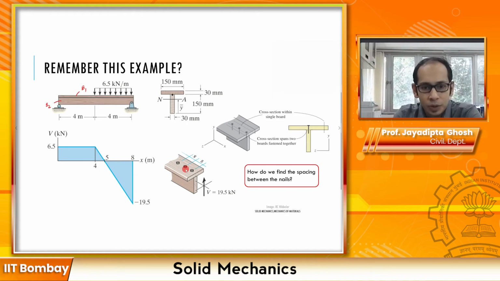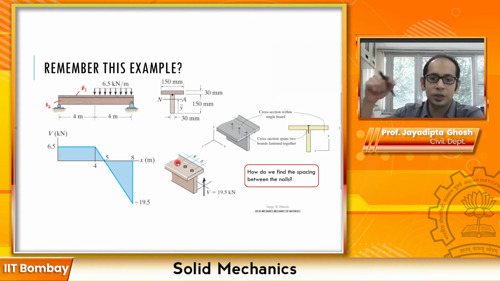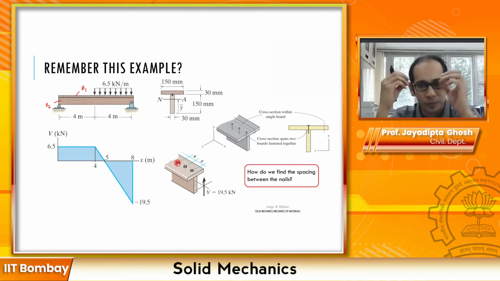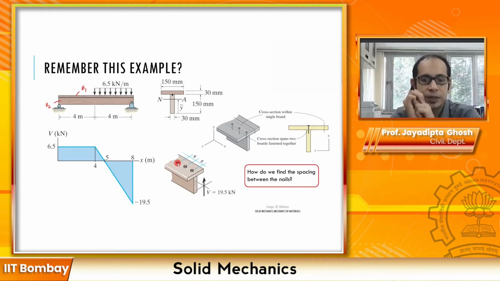So one bolt resists the shear, then the shear travels, and then another bolt. So overall, all the nails together are doing the job which the glue was doing. So the question here is: what is the spacing in between the nails?